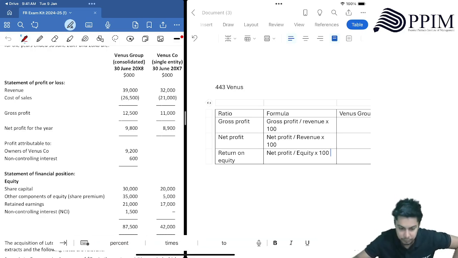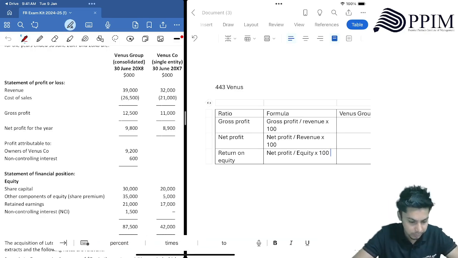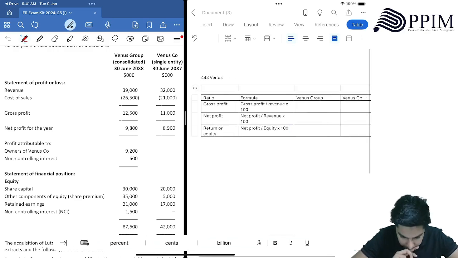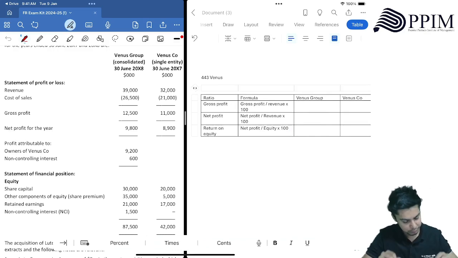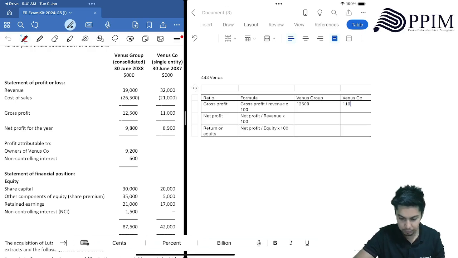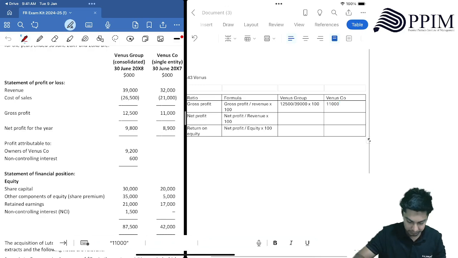Now let me quickly calculate the ratios, to see whether your answers are okay. First one, we have the Venus group. Starting, we need gross profit. So gross profit will be 12,500. Here the gross profit will be 11,000, divided by 39,000 into 100, and over here it has to be divided by 32,000 into 100.